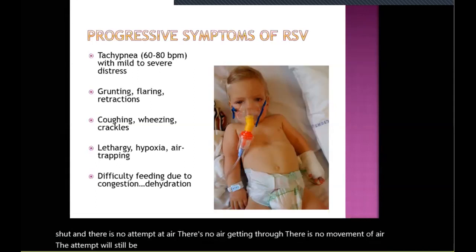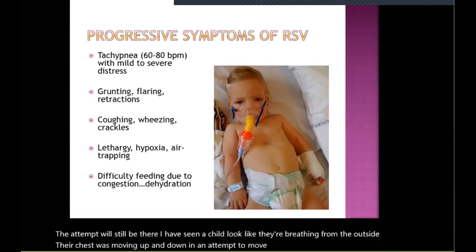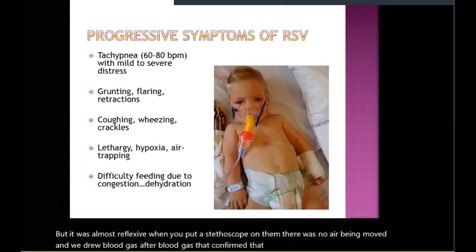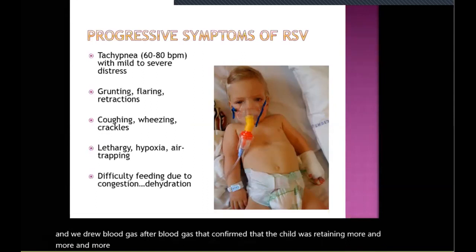I have seen a child look like they are breathing from the outside. Their chest was moving up and down in an attempt to move air, but it was almost reflexive. When you put a stethoscope on them, there was no air being moved. And we drew blood gas after blood gas that confirmed that the child was retaining more and more and more CO2. There was no air being moved, and they quickly required an intubation.